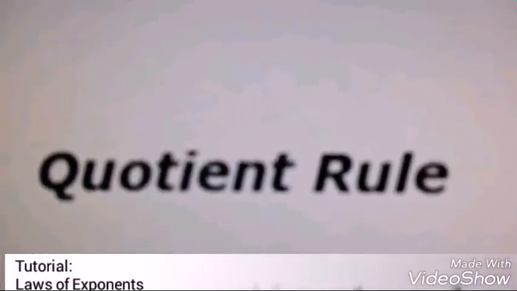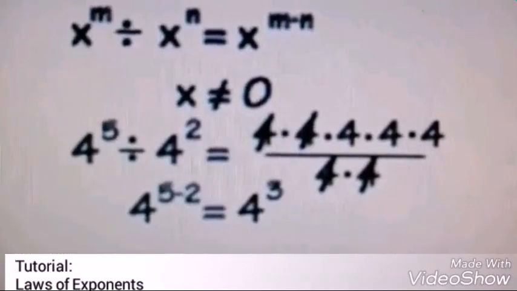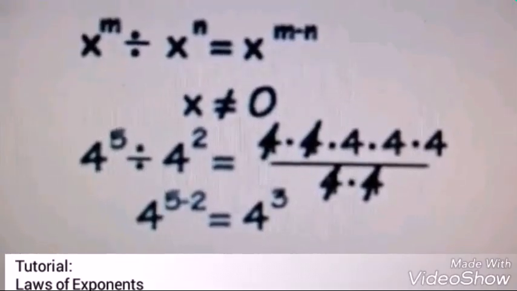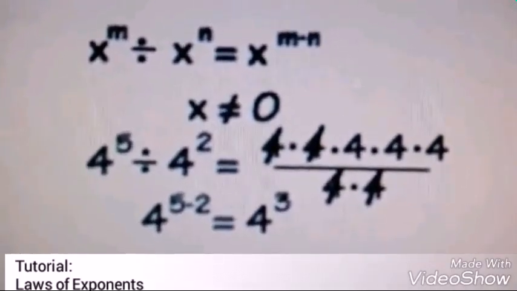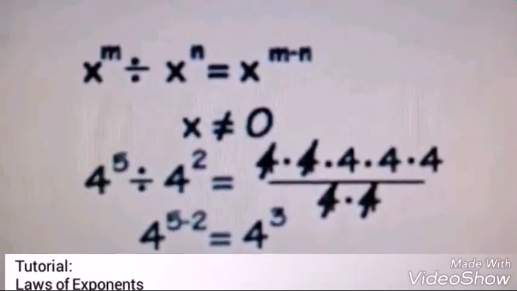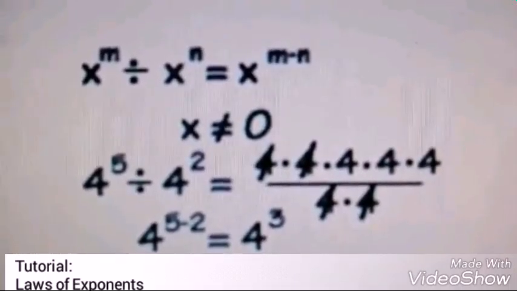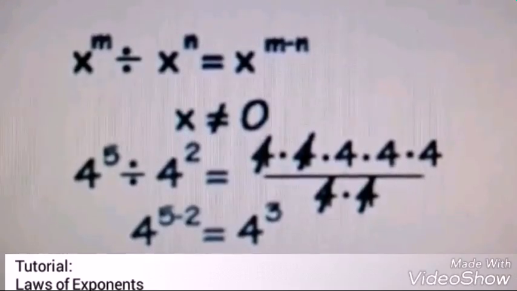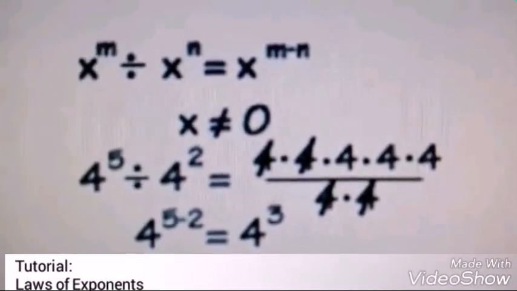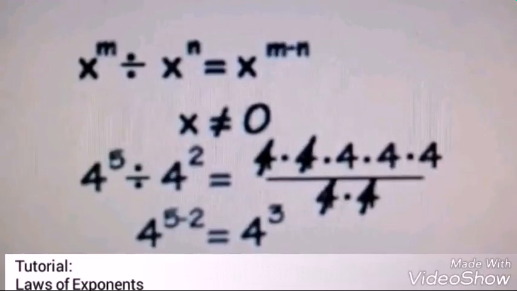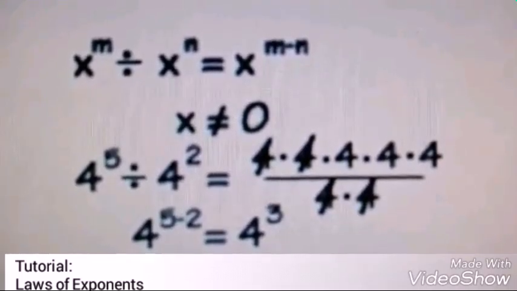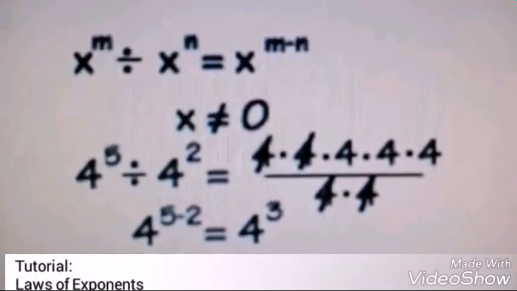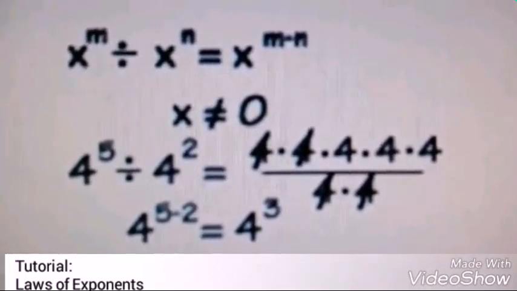The quotient rule. The quotient rule tells us that we can divide two powers with the same base by subtracting the exponents. So here are some examples. x raised to m divided by x raised to n. So they both have the same base, so we will just copy. It is equal to x raised to m minus n, because according to the rule, you can divide two powers with the same base by subtracting the exponents. So x raised to m minus n.